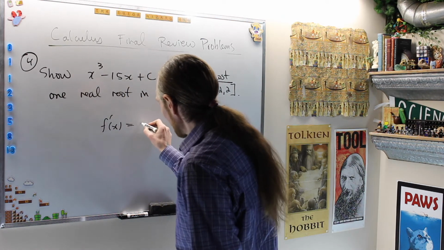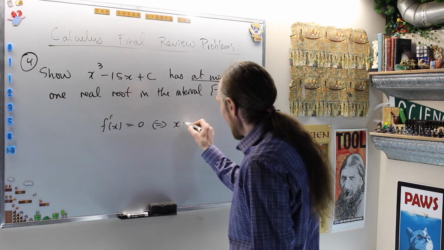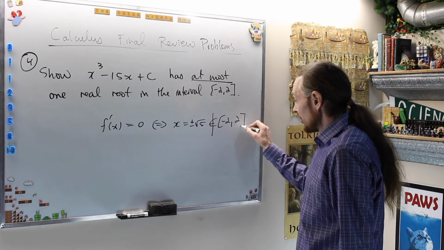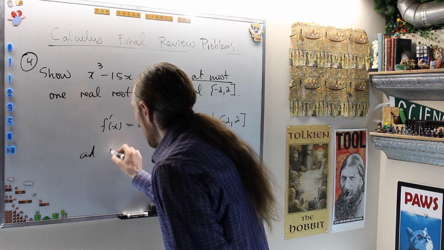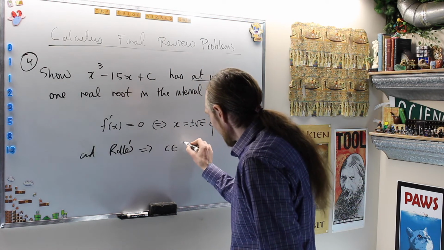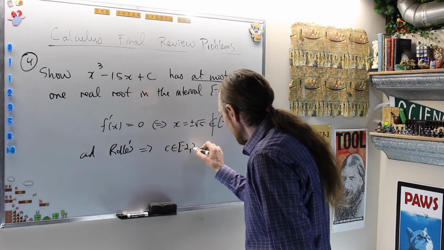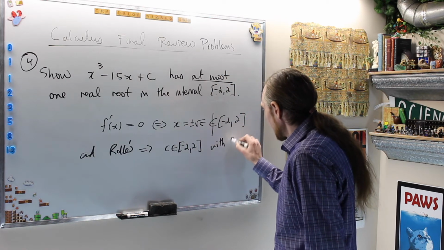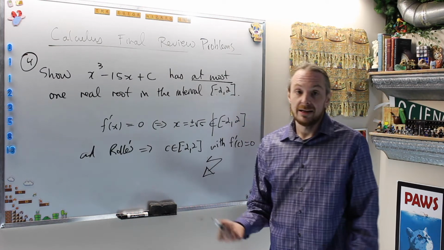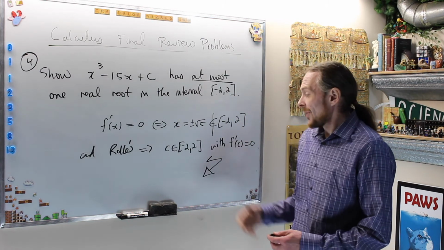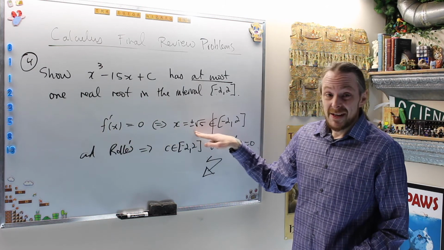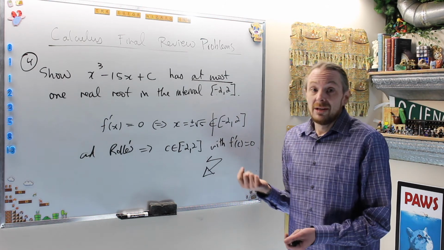F prime of x equals 0 if and only if x equals plus or minus root 5, but those are not in (-2, 2). And Rolle's theorem implies we do have c inside (-2, 2) with f prime of c equals 0, and this is the contradiction. May lightning strike you down. I can't have that my derivative is 0 somewhere in (-2, 2), and then the only place my derivative is ever 0 is outside of that interval (-2, 2).